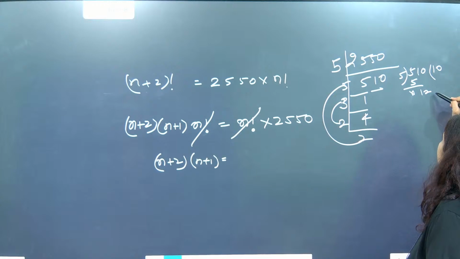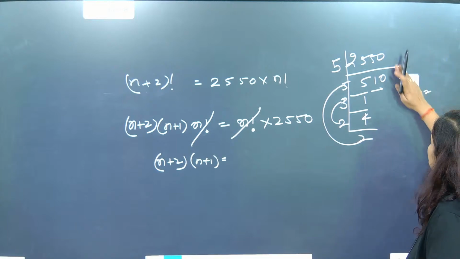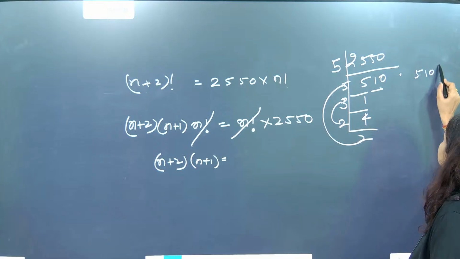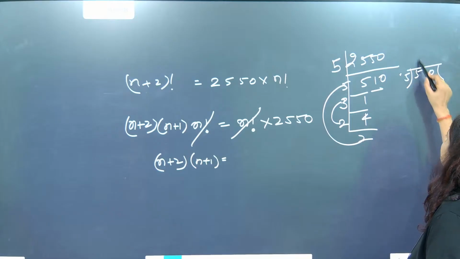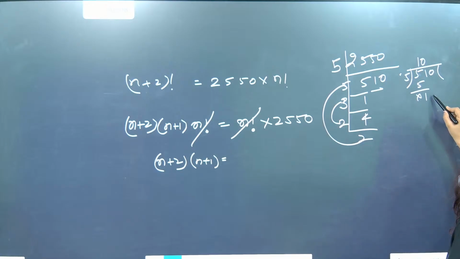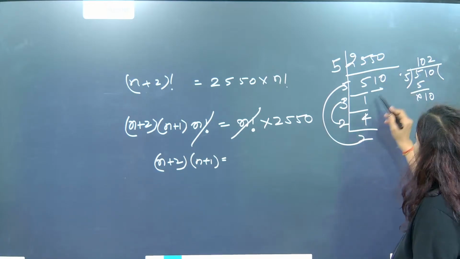So check this one out. 510 is there. If you want to divide it with 5, 5 ones are 5, 1 coming, here you have to put 0. So 10 will come. So 102 will come here, 102.